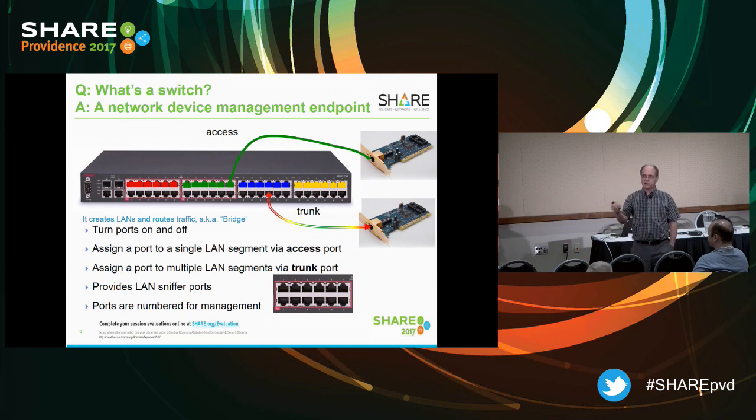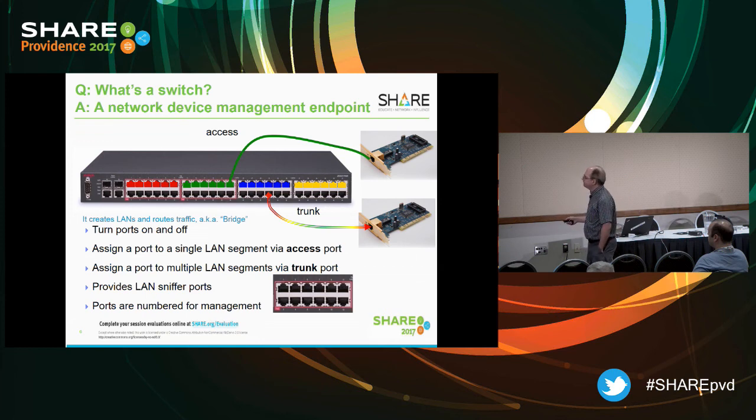And I can only talk to that one LAN segment, that one subnet. Every LAN segment has its own subnet. Every subnet is its own LAN segment. But if I want to talk to multiples at the same time, I need a trunk port to let me say, some of my traffic will be blue, some of my traffic will be yellow.